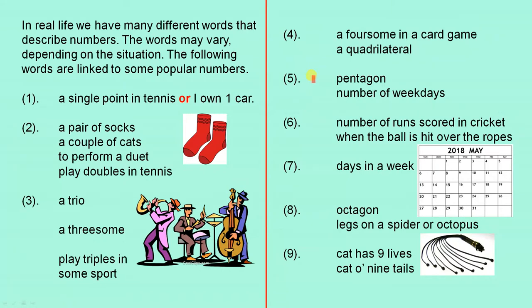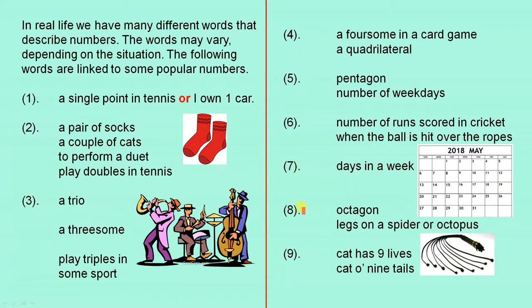Number 5. Pentagon is a shape which has 5 sides. The number of weekdays. Monday, Tuesday, Wednesday, Thursday, Friday. There are 5 of them. The number 6. The number of runs scored in cricket when the ball is hit over the ropes. Okay, so you get a 6 when you hit the ball over the ropes or over the fence. And also these days in cricket you have a 6 ball over. Number 7, one example is the days in a week, because there are 7 days in a week.